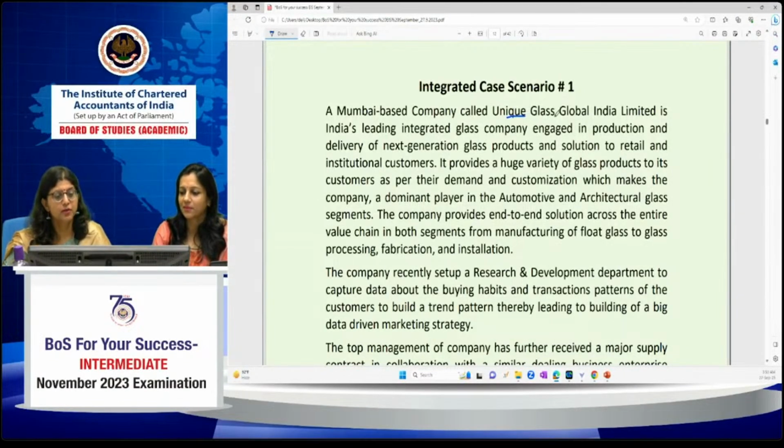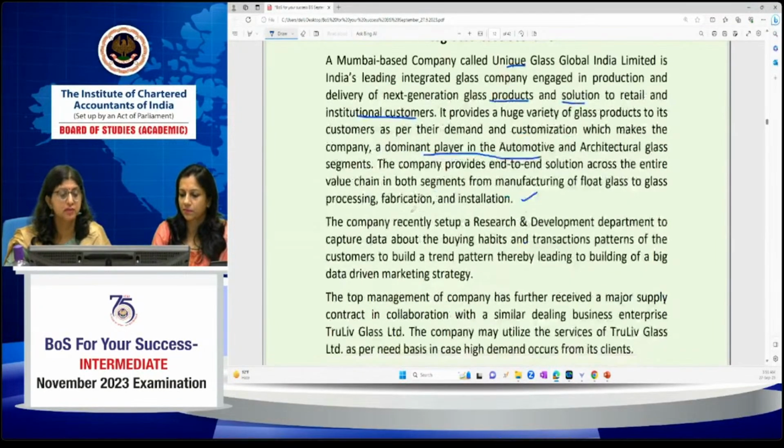So a Mumbai-based company called Unique Glass Global India Limited is India's leading integrated glass company engaged in production and delivery of next generation glass products. So we get to know that they are dealing in the production of glass products and solutions to retail and institutional customers. It provides a huge variety of glass products as per their demand and customization, which makes the company a dominant player. So they are a competent player in the market. The company provides end-to-end solutions across the entire value chain, from manufacturing of float glass to glass processing, fabrication, and installation. This is what their job profile is.